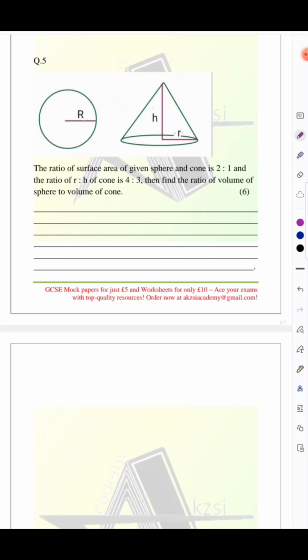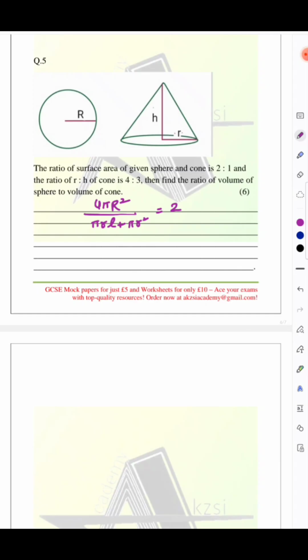So first, the ratio of surface area of both is given. We know the surface area of a sphere is 4 pi R squared, and clearly the radius is capital R, and here the radius of the cone is a small r. Don't get confused, don't mix them up. Over the surface area of a cone, the total surface area of a cone is the surface area of the curved part and the base, which is a circle, that is pi r L plus pi r squared, and this is 2:1, which is 2.